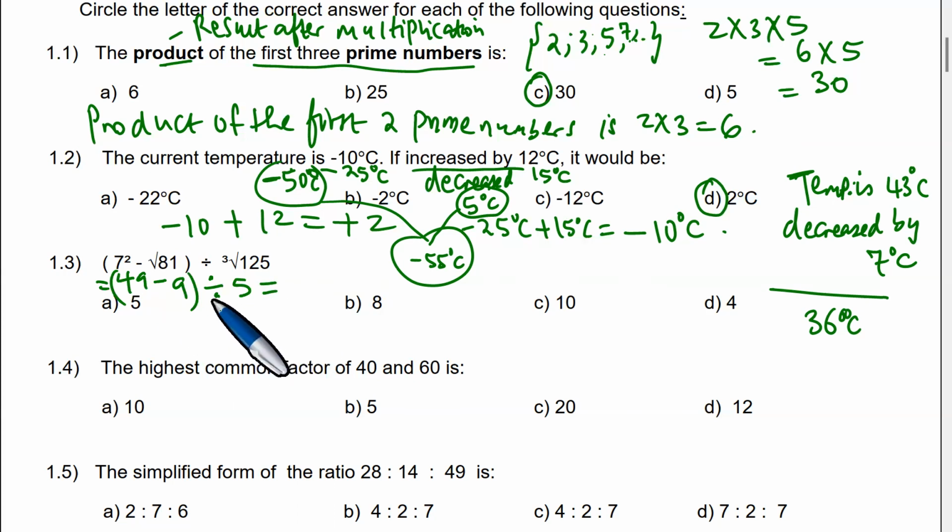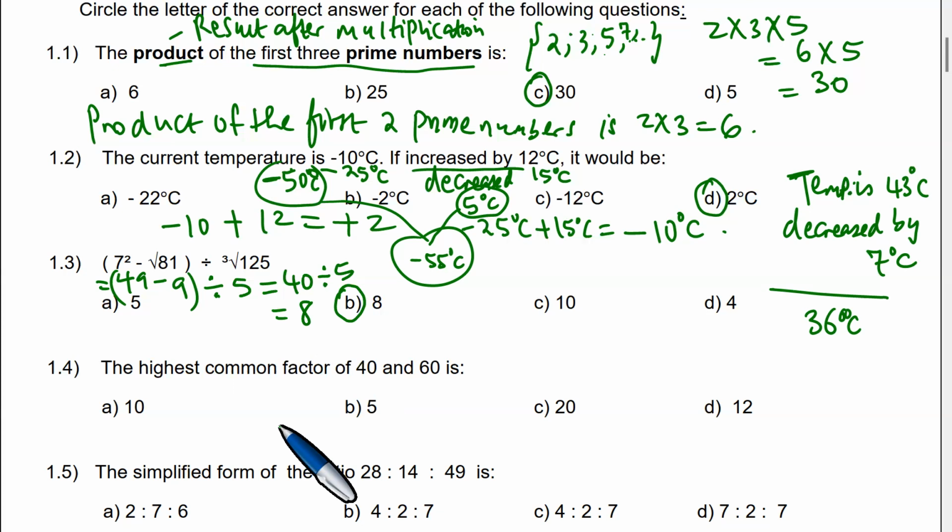What is 49 minus 9? 40. And 40 divided by 5 is 8. So the correct answer is B.